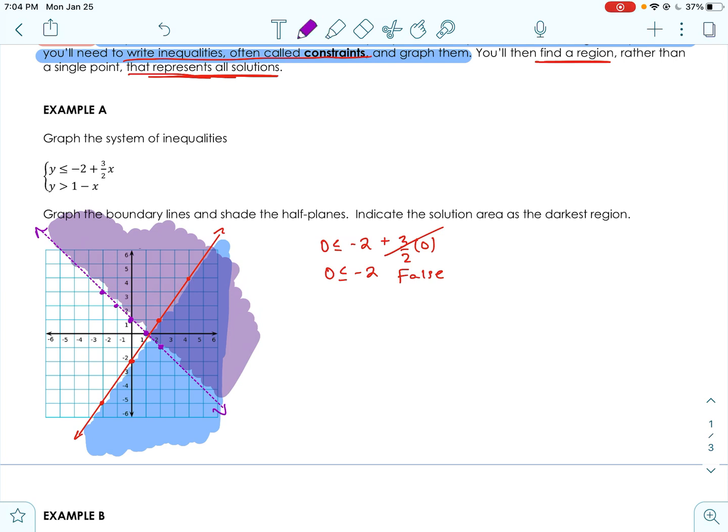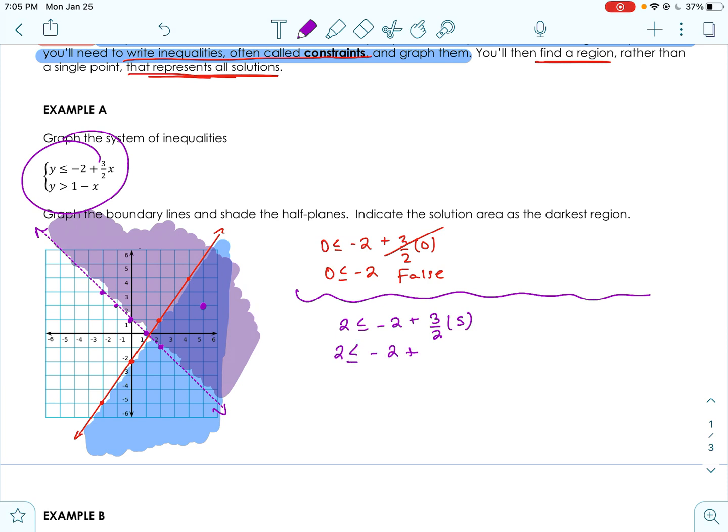So what that tells us is that the solutions for this system of inequalities are going to fall in this region over here. If you pick a point that's in this region, let's say (5, 2), and you plug it into each of these inequalities, you would have 2 is less than or equal to negative 2 plus 3 halves times 5, which gives 2 is less than or equal to negative 2 plus 7.5, which is 5.5. That's true.